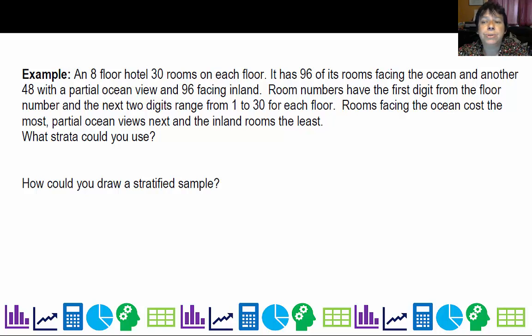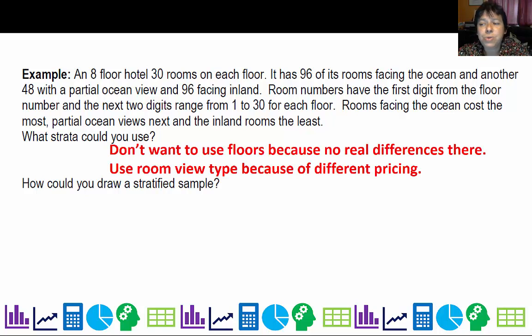What strata could you use? Well, I could go by floor number, right? But is there really a difference between a person who gets a hotel room on a second floor and a third floor? Not really, all right? Probably if I wanted to group like minded hotel stayers, I would put the people who are willing to pay a little extra for an ocean view in one group, and the people who want to save their money and have the inland view in another group. And of course, the partial view would be the compromisers, they'd be in the middle group. So don't use the floors because there's no difference there. Use the room view type, all right?